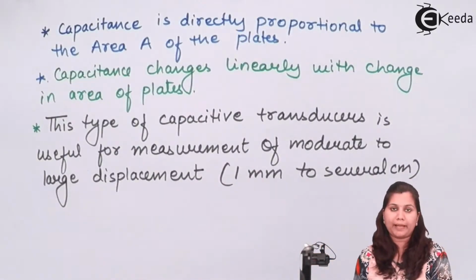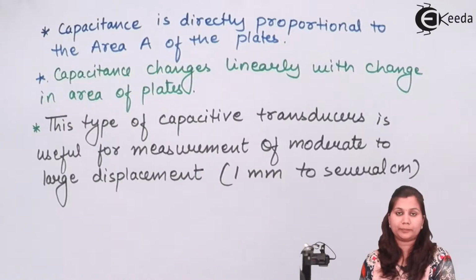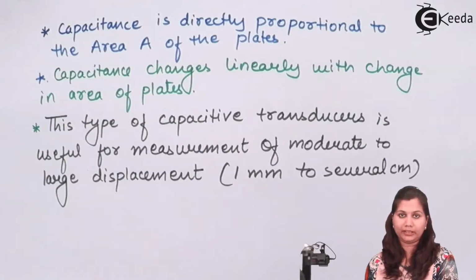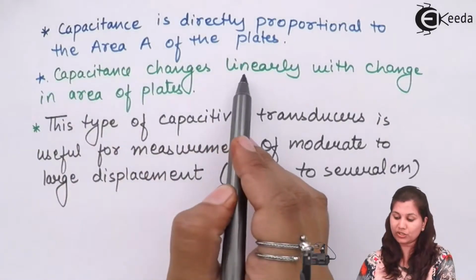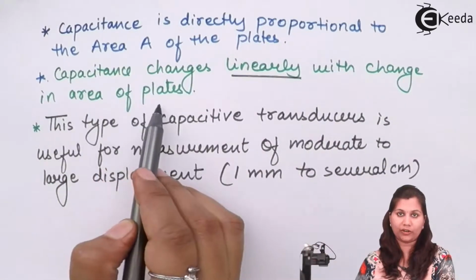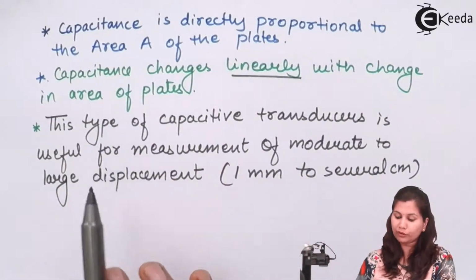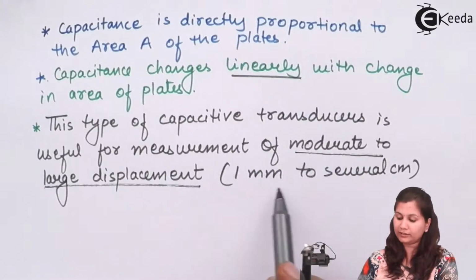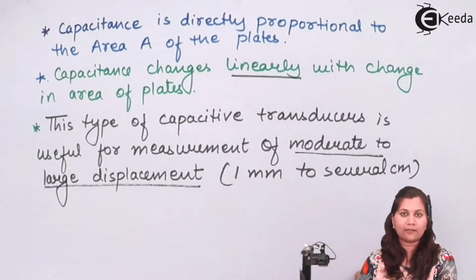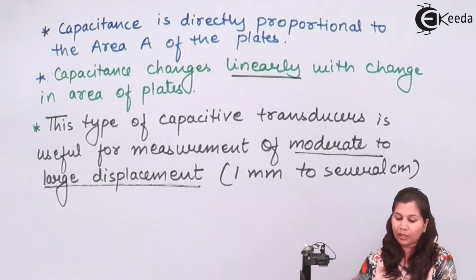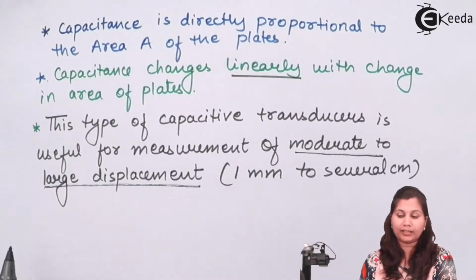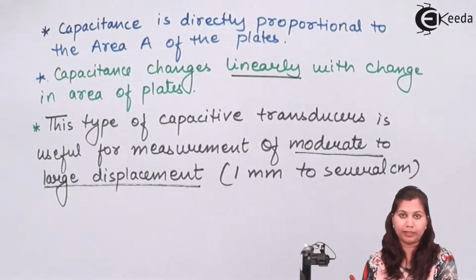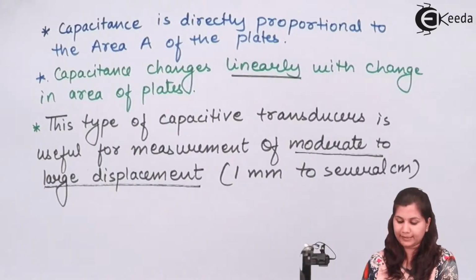So this type of capacitive transducers, which are based on the principle of change in the overlapping area, because capacitance is changing linearly with the changing area of plates, are used for the measurement of moderate to large displacements which are in the range from 1 mm to several centimeters. Now let us see the diagram showing how the change in the capacitance occurs due to change in the overlapping area of the plates.